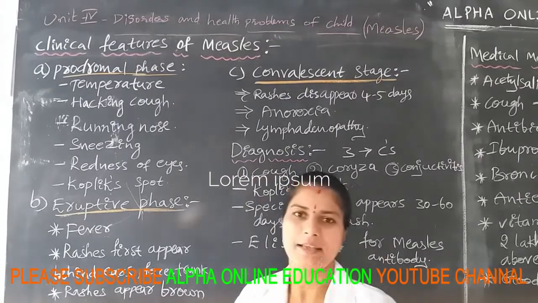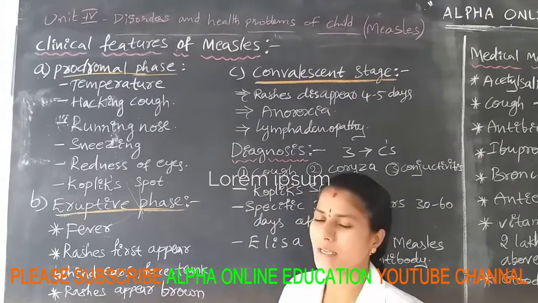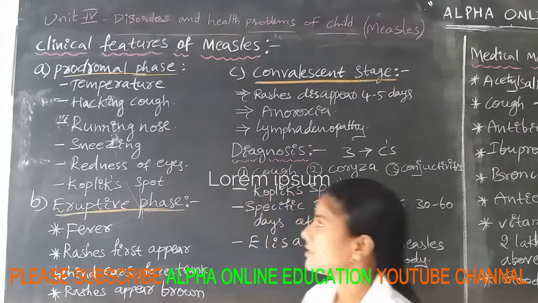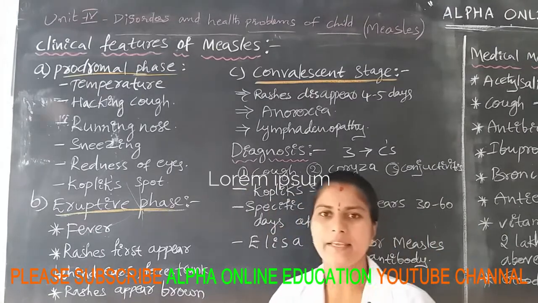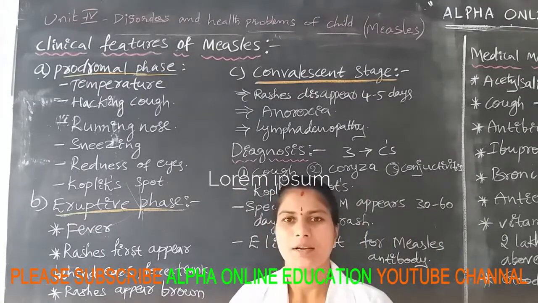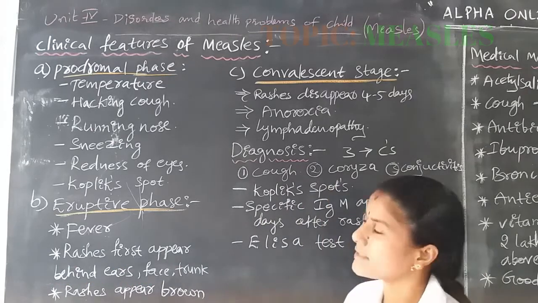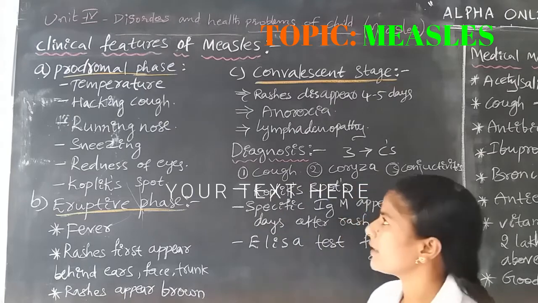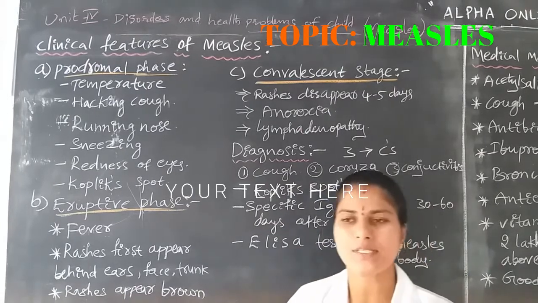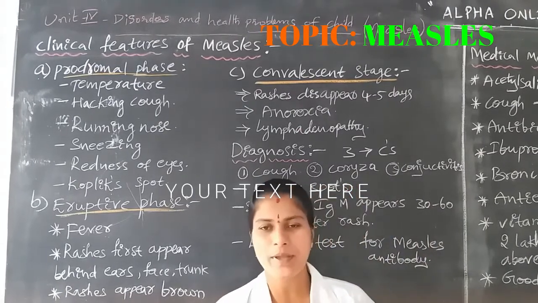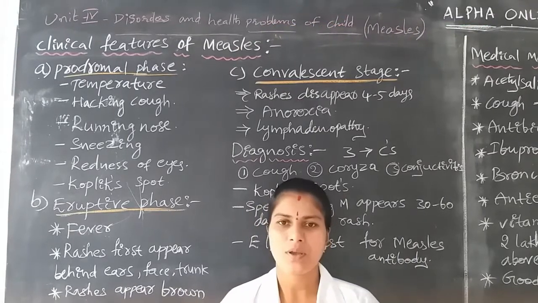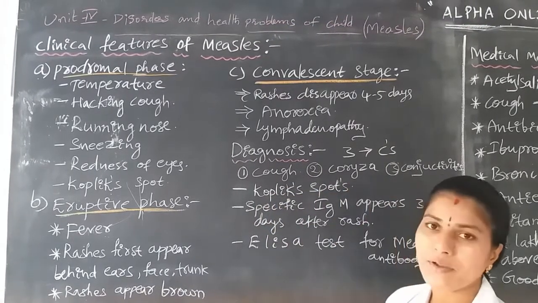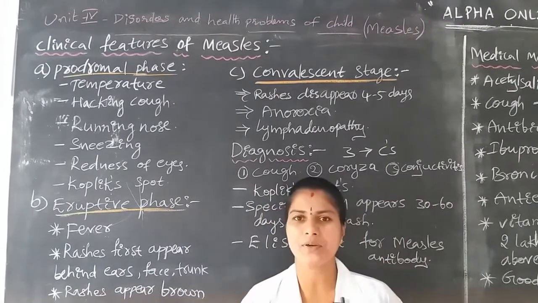Hi viewers, in this video we are going to discuss the subject of child health nursing. Fourth unit, disorders and health problems of a child. In this fourth unit we are going to discuss the topic of measles. This video is a continuation of the previous videos.